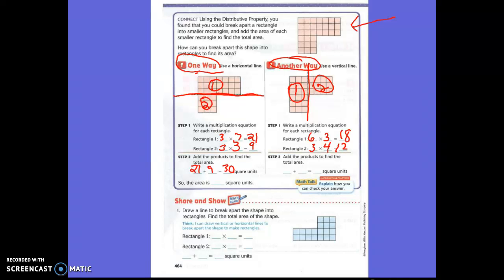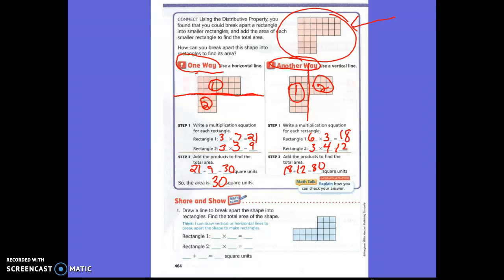What do we do now? Add 18 plus 12. What does 18 plus 12 equal? 30. So you could split it 2 ways, right? So you and someone else could have a different way that you figured out the problem, but you should both have the same answer of 30 square units.